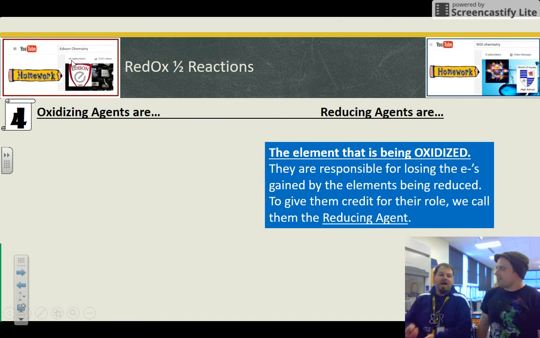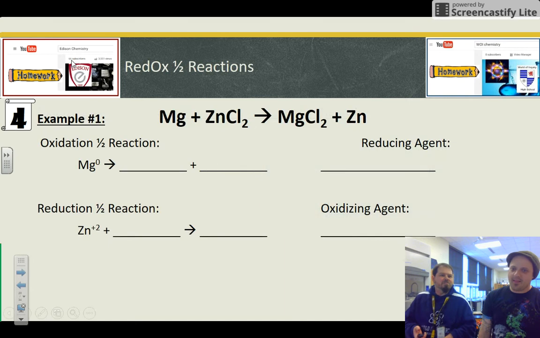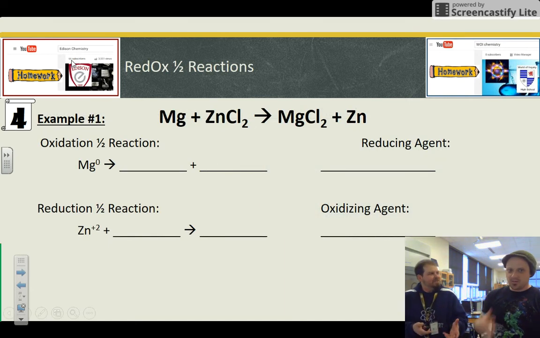It's the element that's being oxidized. Again, it's responsible for losing the electrons gained by the atoms that are being reduced. So we call it the agent. It's tough, but it's kind of like a player having a sports agent, one's actually doing stuff and then.